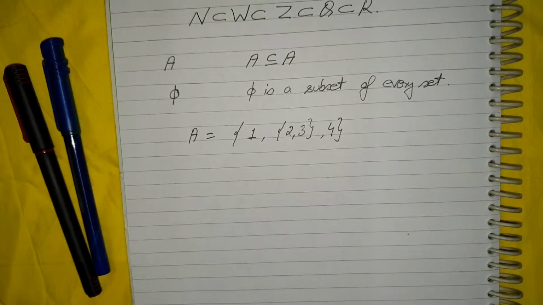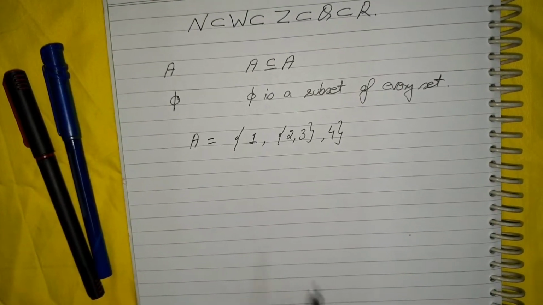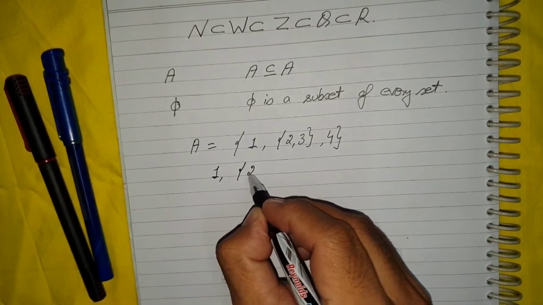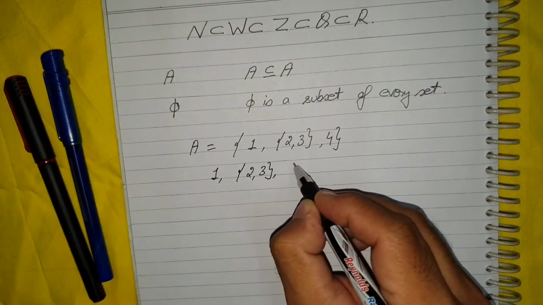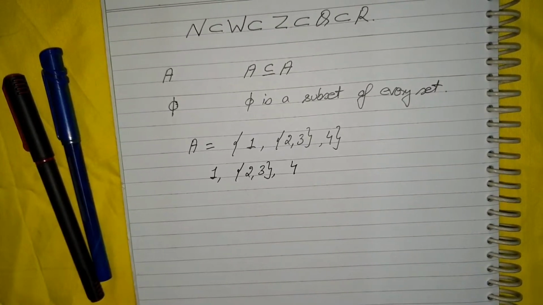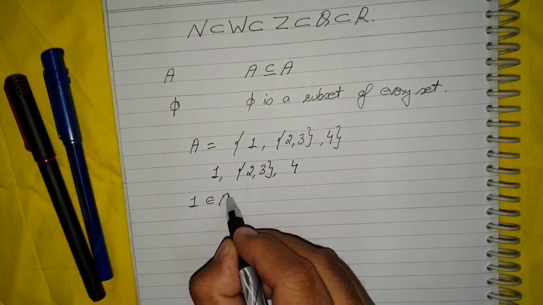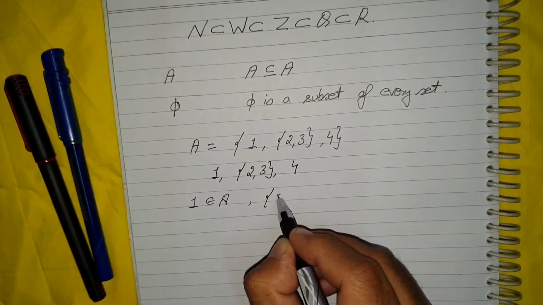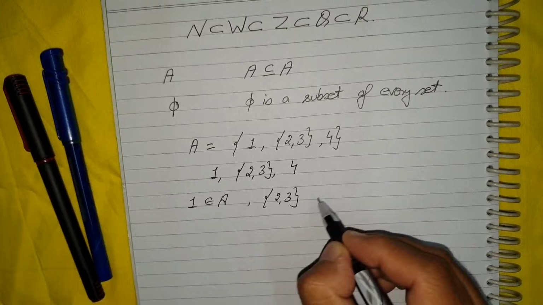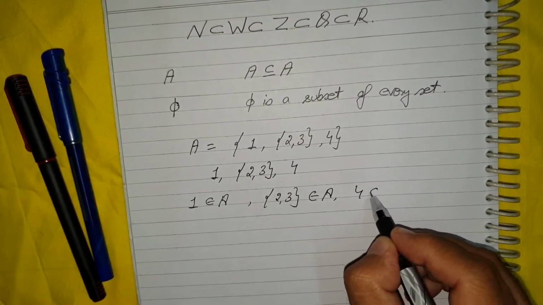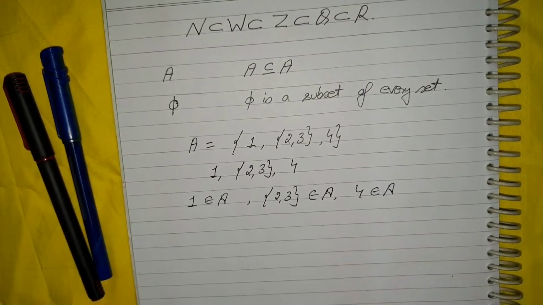Here A contains 4 elements, namely 1, 2, 3, 4. So we can write 1 belongs to A, {2, 3} belongs to A, 4 belongs to A.